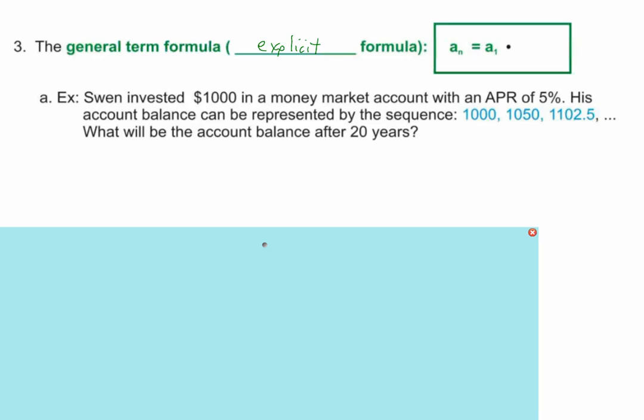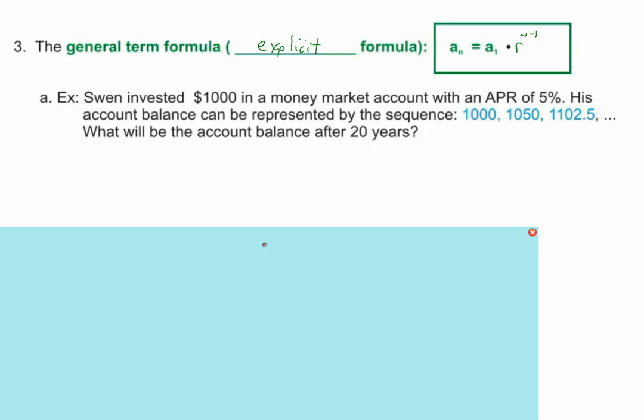Both are interchangeable: the general term formula or the explicit formula. For this one, you'll need the first term, and then it's simply r to the n minus 1. That'll get you any term. So first term, and then times r to the n minus 1.